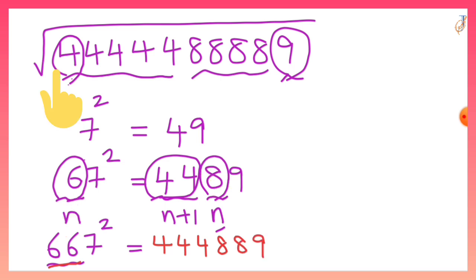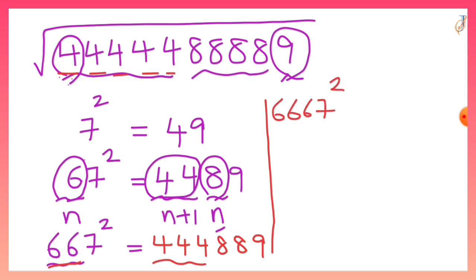How many 4s are there in our number? 1, 2, 3, 4, 5. 5 4s are there. So we are getting only 3 4s. That means you still need to do 2 more steps. Suppose you take 6667 squared. That means you are taking n as 3. So how many 4s are you going to get? n plus 1, isn't it? So that means we are going to get 4 4s.